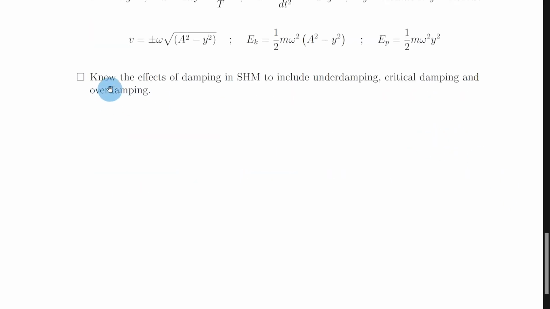And to finish off, you should know the effects of damping in SHM to include underdamping, critical damping and overdamping. So in the theory video on damping, if you haven't checked that out yet, we looked at an undamped system, an underdamped system, a critically damped system and an overdamped system. And it helps to be able to sketch or visualize what happens to the amplitude over time in each of these 4 cases. That's all for this video, folks.